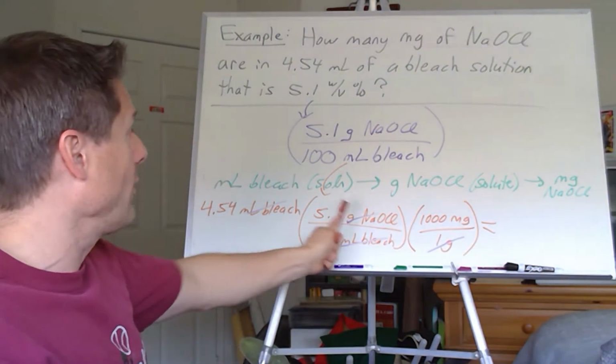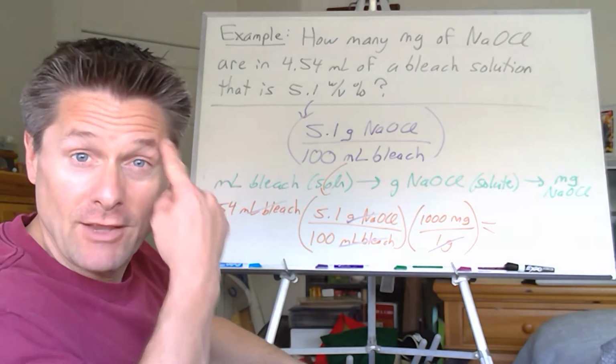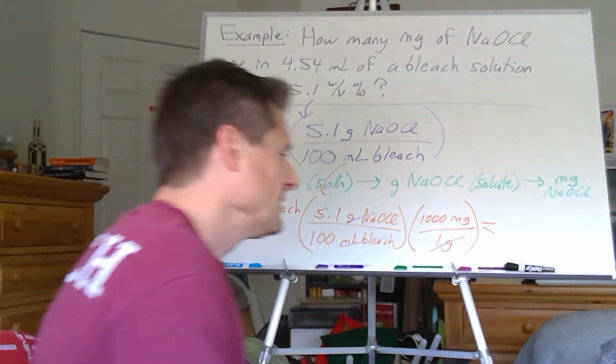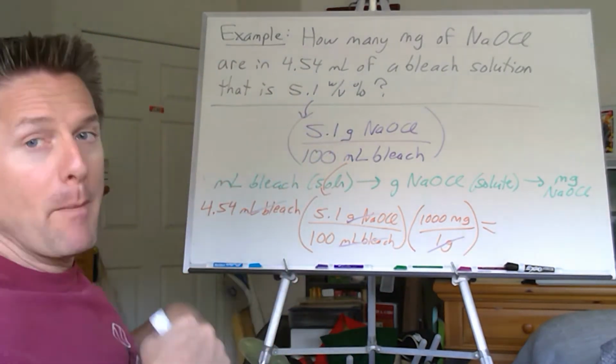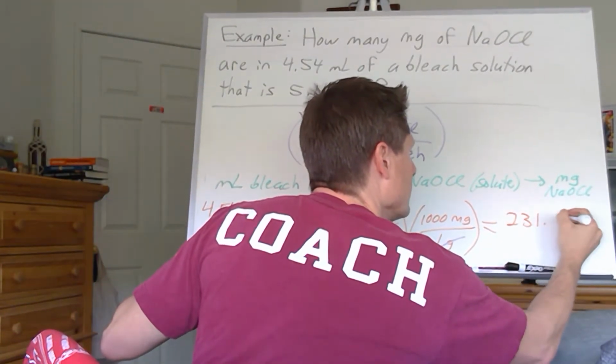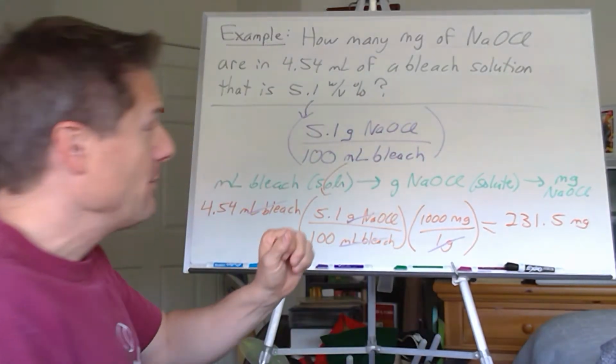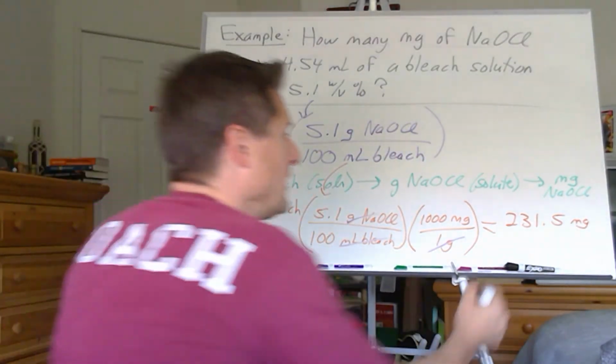So 4.54 times 5.1 divided by 100 times 1,000 divided by 1. You can do that in your head. Boom! What do you get? I pop this out. 231.5 milligrams, but we're good to 2 significant figures, right? So that 2 and a 3.